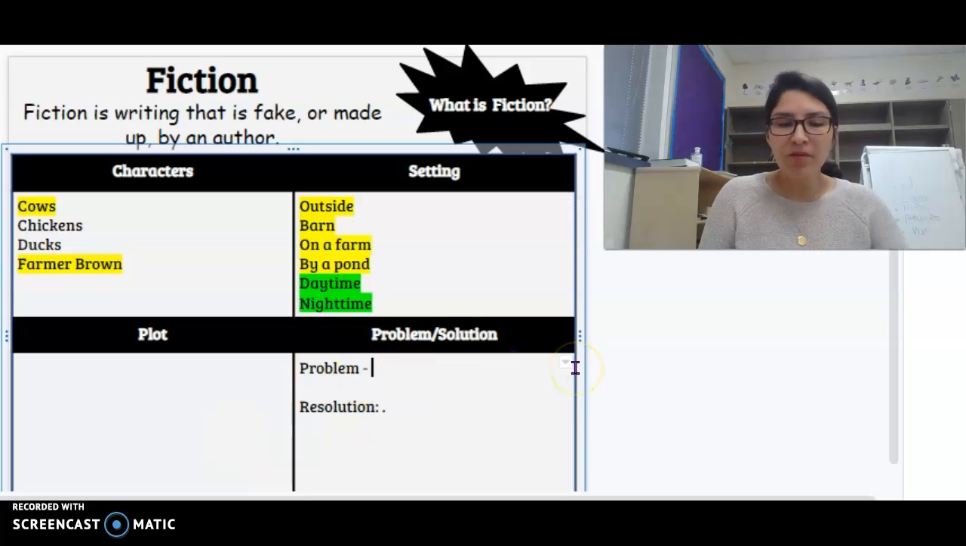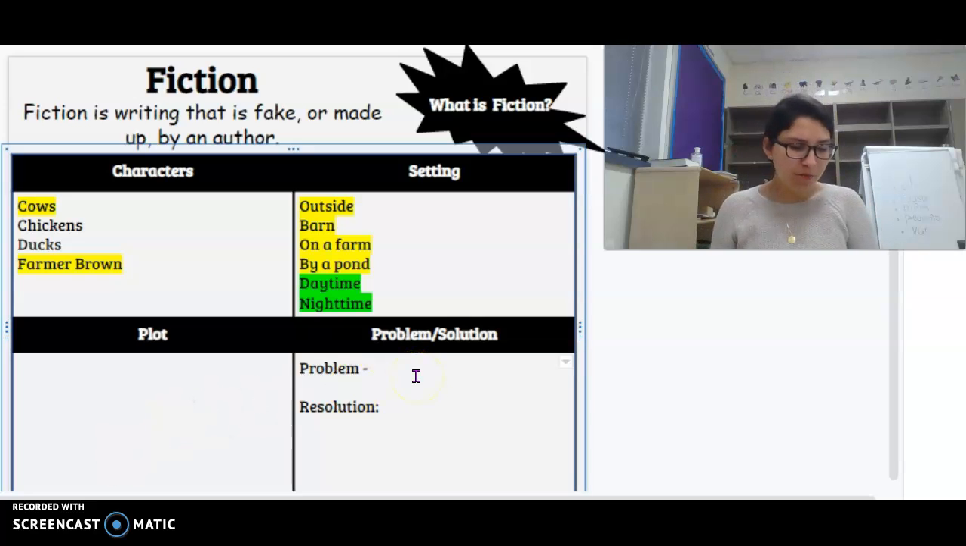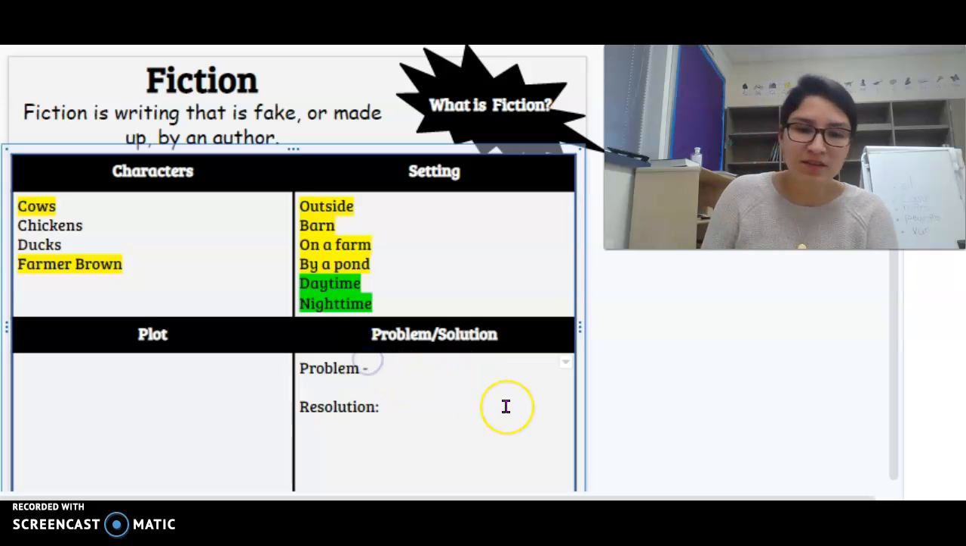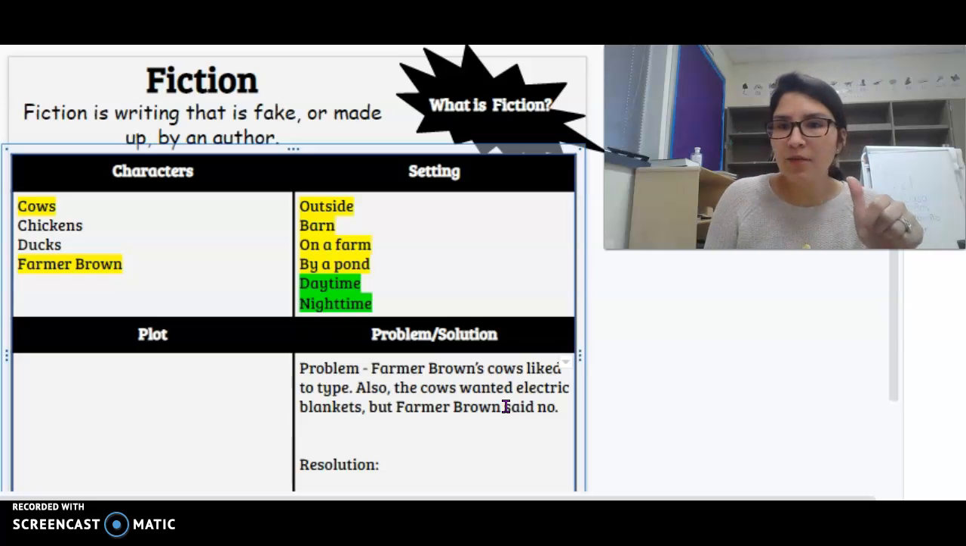So what was the problem of the story? Okay, what was the problem? Farmer Brown's cows like to type. And then the other problem was the cows wanted electric blankets, but Farmer Brown said no. So that was the problem. We had kind of two going on. The cows had a problem and Farmer Brown had a problem.